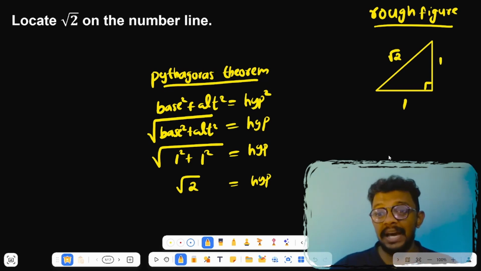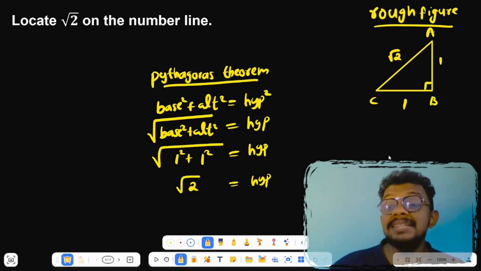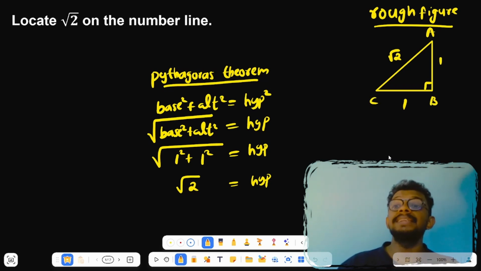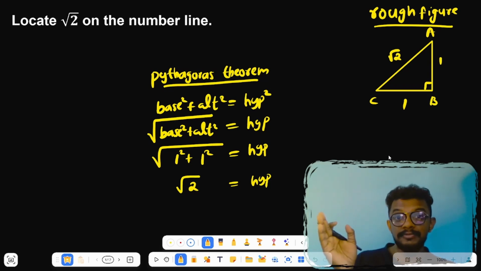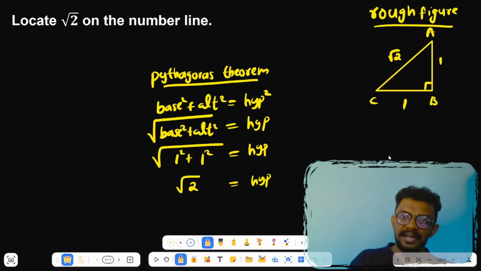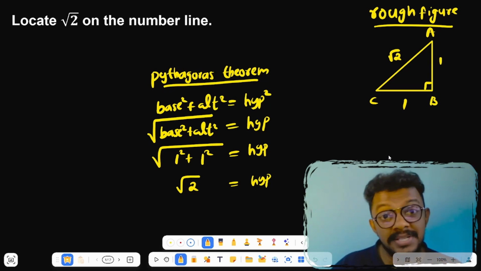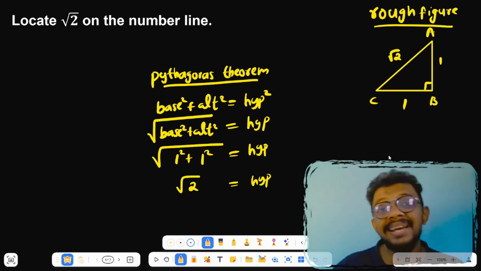Now I got a rough figure. Look at the figure. If I call this triangle ABC, in the triangle ABC, I got the side AC as root 2. Since it is a rough figure, we don't have to draw the exact unit. The measurements are not needed to be exact. But try to draw it using a pencil and scale, neatly, though we don't need the exact measurement. This one is not needed to be 1 centimeter or 1 unit.